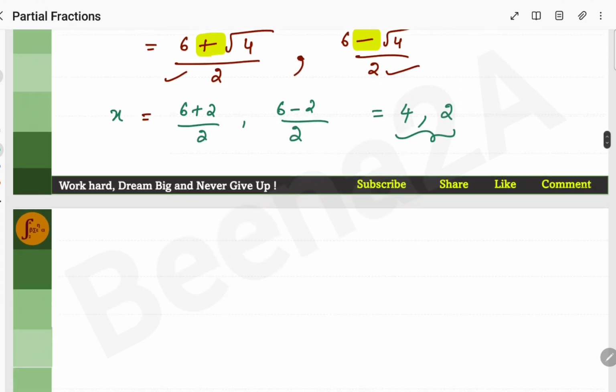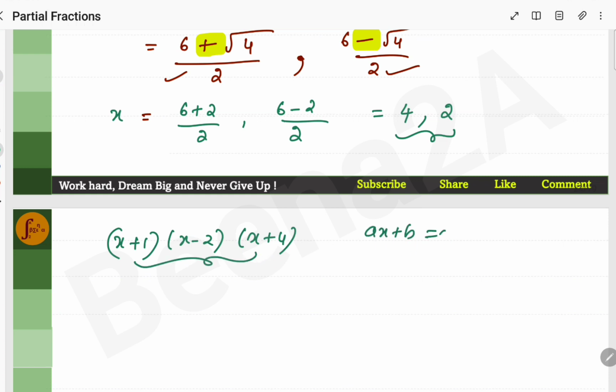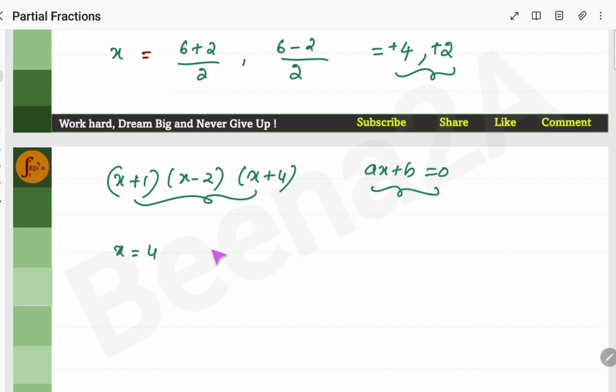What are the values of x? 4 and 2. Now, I should write it in the form of linear equation. How should the linear equation be? It should be like this: x plus 1, x minus 2, x plus 4. In this form, it should be ax plus b is equal to 0. This is how we represent linear equation. Now, we have two values of x, right? 4 and 2. So, what we'll do? One value of x is equal to 4 and another value of x is equal to 2.